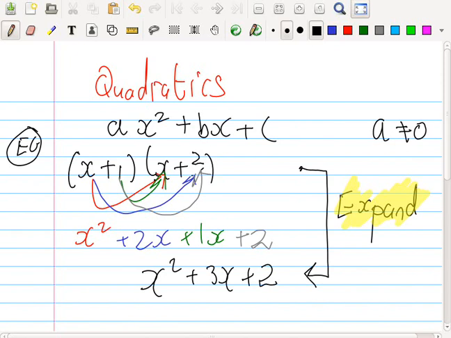So now, what about the opposite? What if we start here and we want to go back to the two linear terms? Does anybody know the verb that describes that? Yeah, factorization. Yes. The verb would be factorize. So what we're going to look at now is how to factorize.